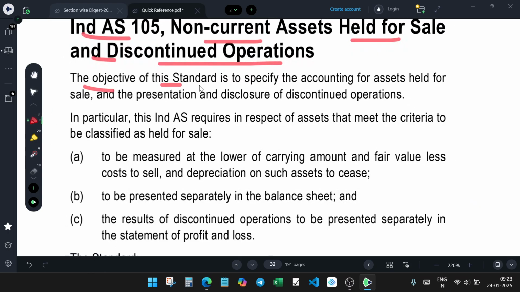The objective of the standard is to specify the accounting for assets held for sale and the presentation and disclosure of discontinued operations. The objective is to disclose this event, sale and discontinued operation. These are non-current assets that are ready for sale, and the non-current assets which we had are a discontinued operation.